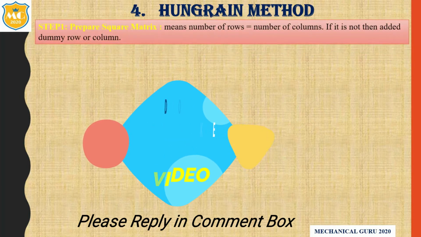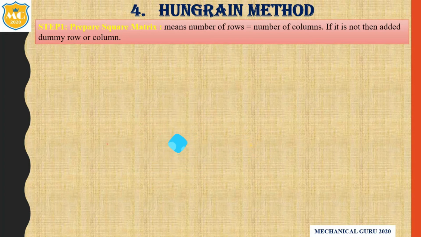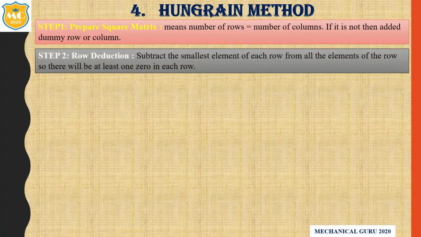So step number 1, prepare a square matrix. Means the number of rows is equal to the number of columns. If it is not, then add a dummy row or dummy column. Next, step number 2, that is row deduction. So in the row deduction, subtract the smallest element of each row from all the elements of the row. So there will be at least one 0 in each row.